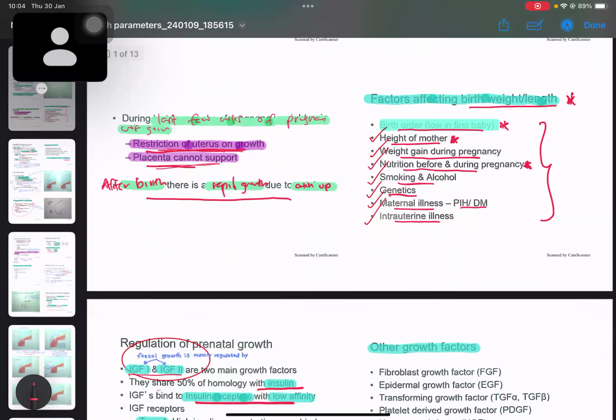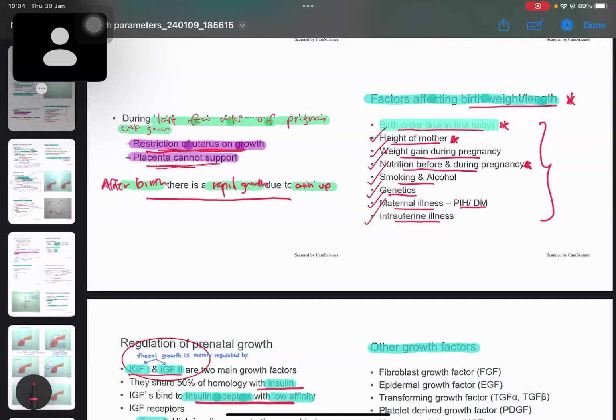Genetics means especially the genetics of the mother, because the genetics of the father will not affect the birth weight, but it will affect the ultimate weight and length of the baby. If the father is tall, the child will be taller. But at birth, it won't affect. That's the difference.